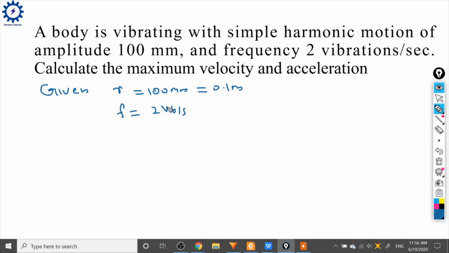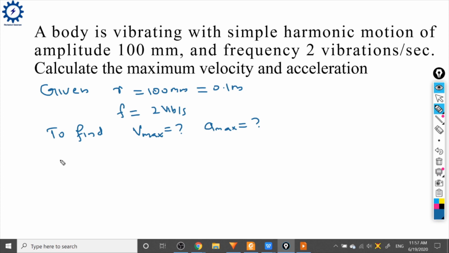Now we have to find maximum velocity, that is V max. Also, we need to determine maximum acceleration, which is represented by A max. What to find out first? We have to determine angular velocity. In order to determine maximum acceleration and maximum velocity, we need to find out what is angular velocity.